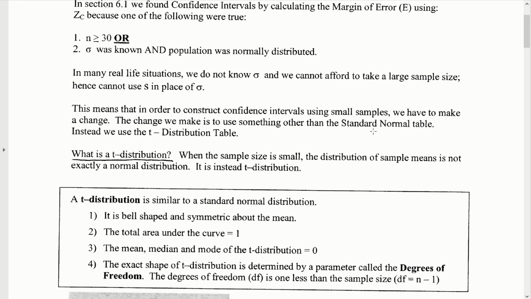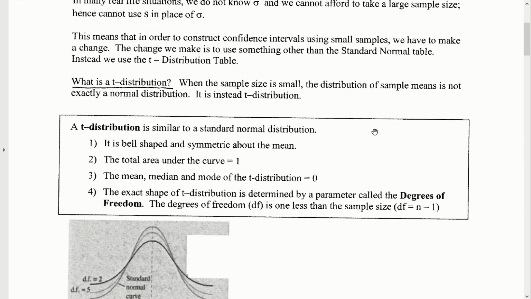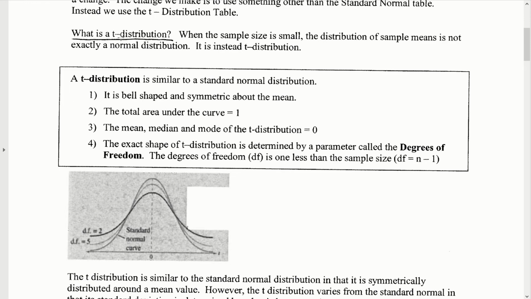Whereas a normal distribution relies on two values, namely the mean and the standard deviation, this brand new distribution, the t distribution, is going to depend upon a parameter called the degrees of freedom. So what is the t distribution? When the sample size is small, in other words less than 30, the distribution of sample means is not going to be exactly normal, and instead it produces what's called a t distribution.